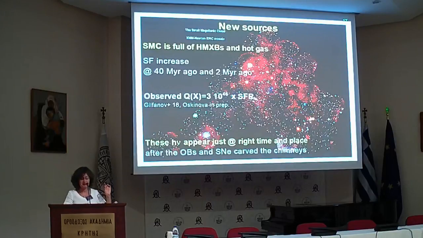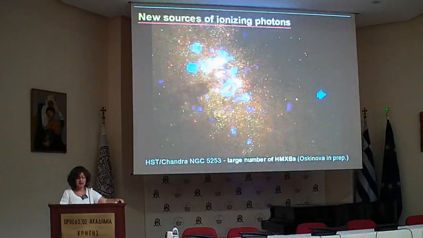The key point here is that these X-ray ionizing photons produced by high mass X-ray binaries appear just at the right time and place, because supernovae already happened and already injected a lot of mechanical energy and momentum and produced blowouts. So everything is now cracked into chimneys and escape corridors through which the ionizing radiation could escape and also hit the interstellar and intergalactic medium, as we just heard.